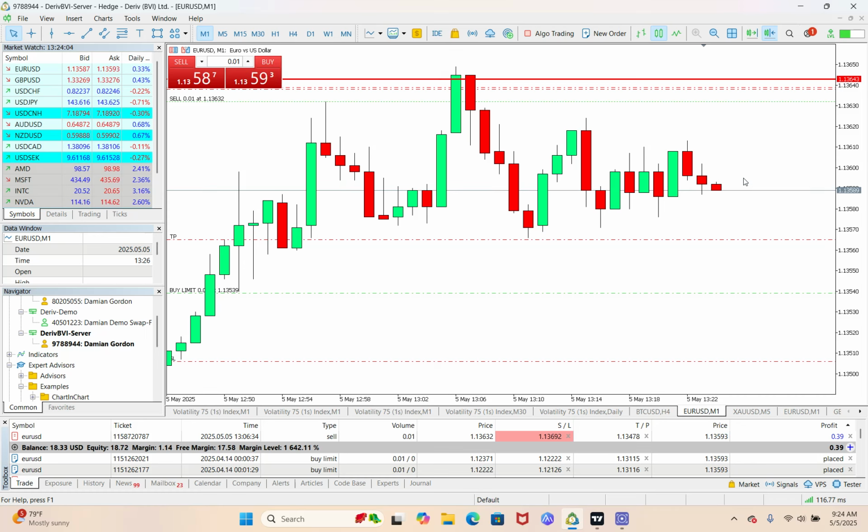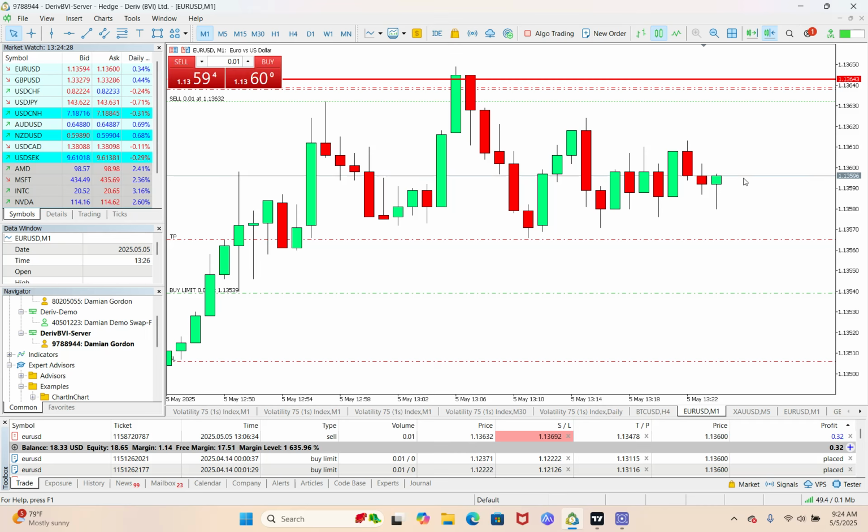Who will win? Sellers with a big drop to the downside. Buyers trying to find an answer. Let's see if buyers can find an answer, or if sellers will take it all the way. Buyers trying to make a comeback. Buyers making a next push.